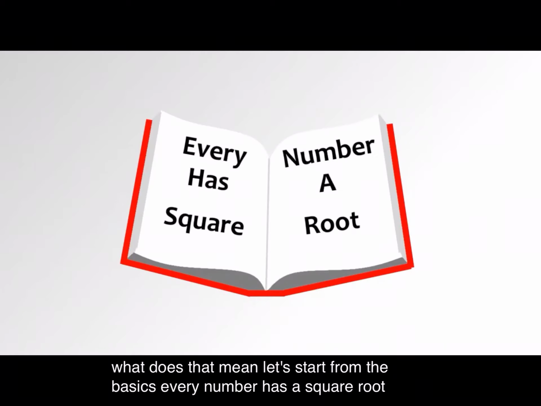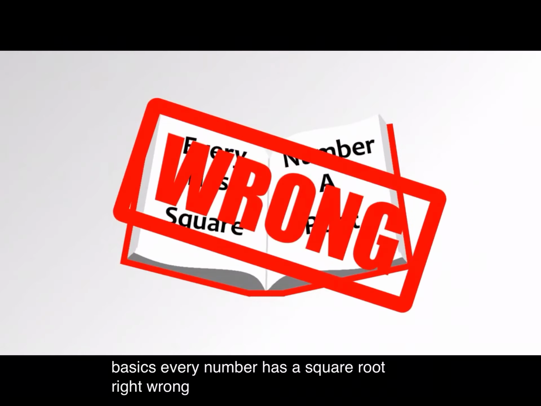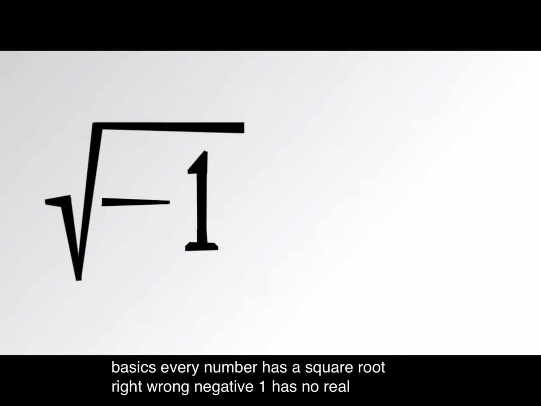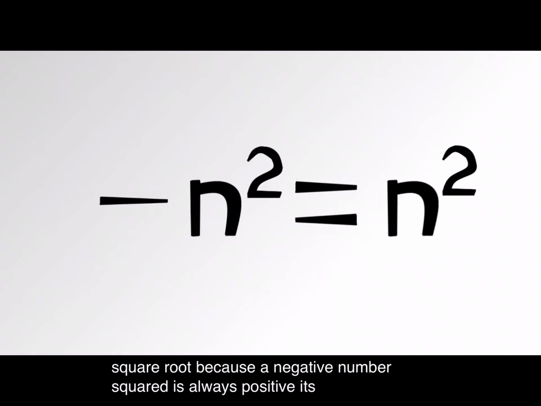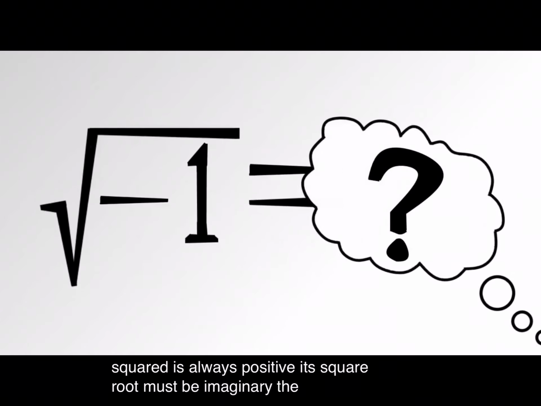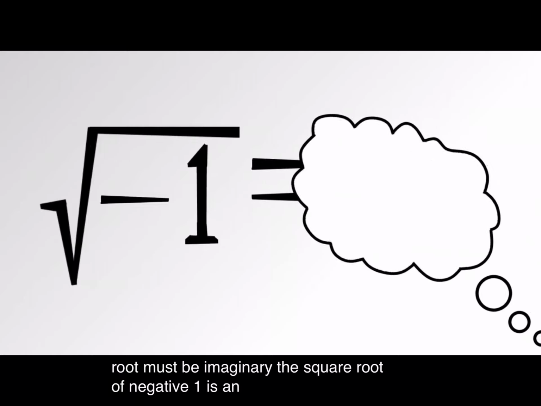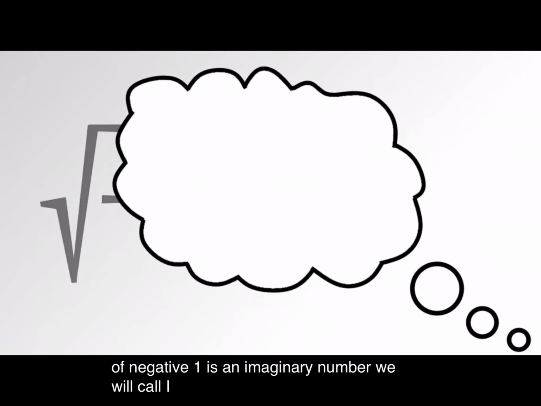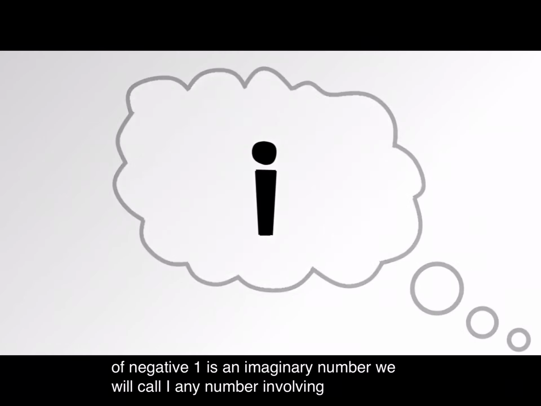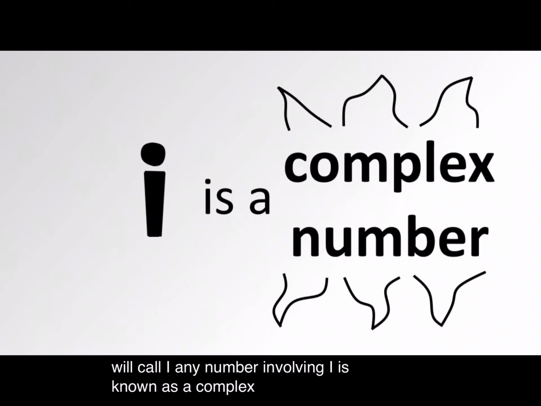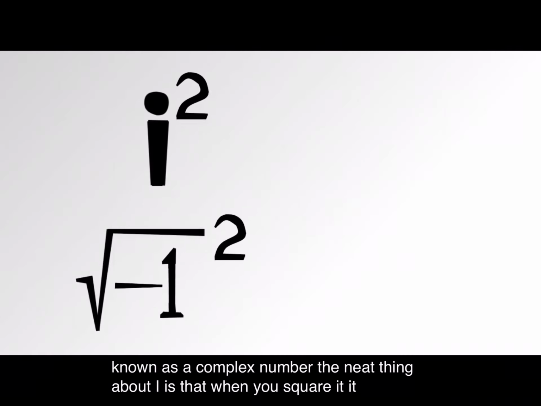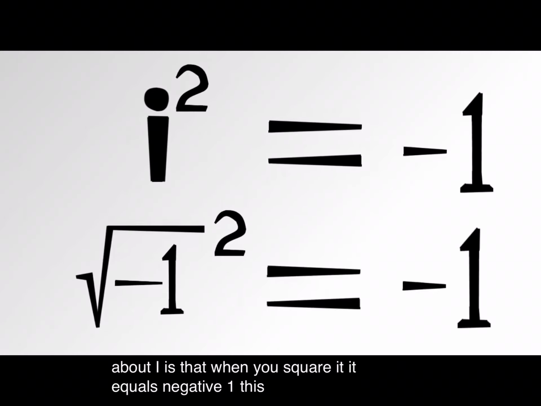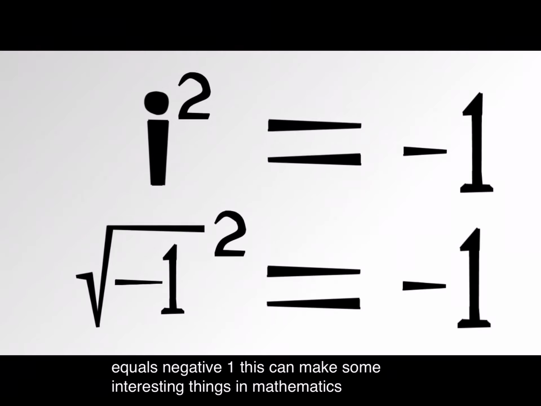Every number has a square root, right? Wrong! -1 has no real square root, because a negative number squared is always positive. Its square root must be imaginary. The square root of -1 is an imaginary number we will call i. Any number involving i is known as a complex number. The neat thing about i is that when you square it, it equals -1. This can make some interesting things in mathematics possible.